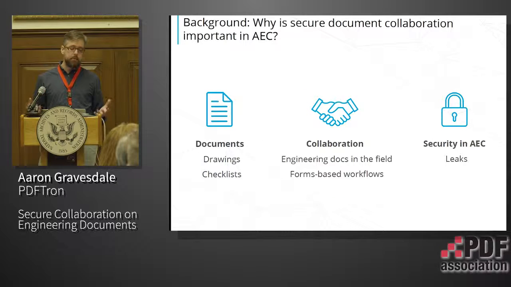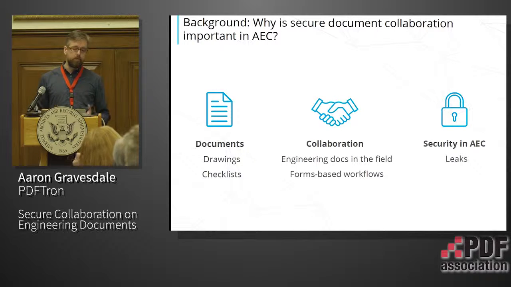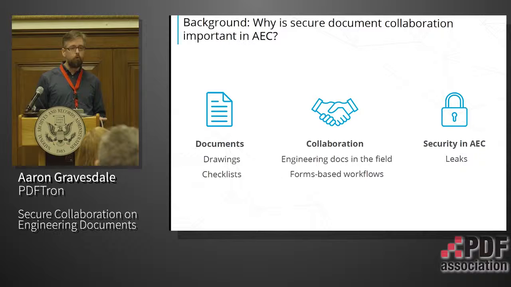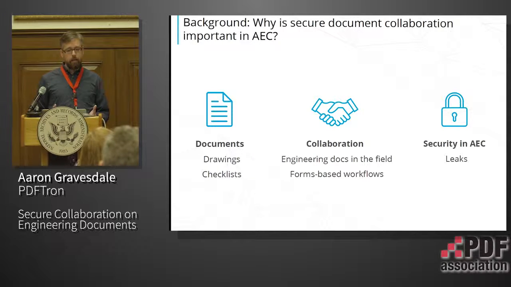So why is secure document collaboration important in this space? Why is this a big deal for people involved in construction and engineering? Well, at the core of a lot of what goes on inside of AEC is documents, and specifically 2D PDF documents. The PDF format is kind of like the assembly language of documents. It's a very low-level format, and other kinds of documents can be compiled into it. So if you have a CAD document, that might be a DWG file, or you might have an Office document, a Word file.